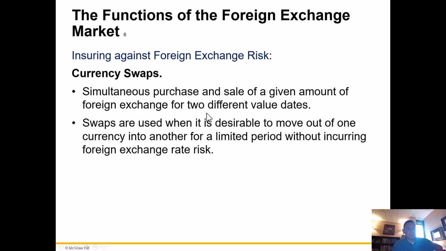So what about currency swaps? These are the simultaneous purchase and sale of a given amount of foreign exchange for two different value dates. Swaps are used when it's desirable to move out of one currency into another for a limited period without incurring foreign exchange rate risk.